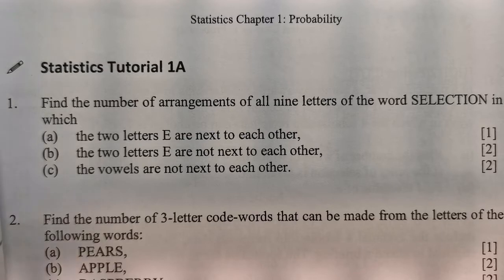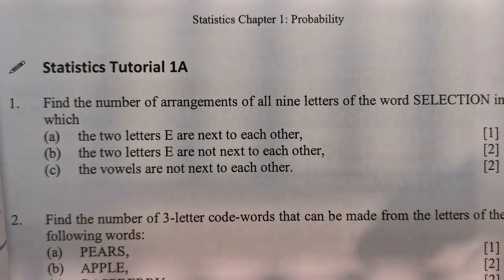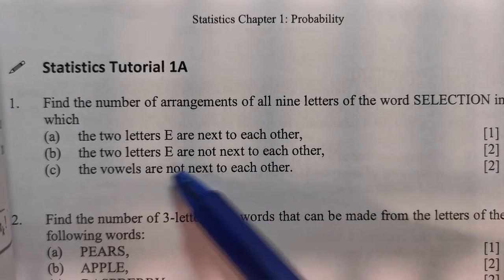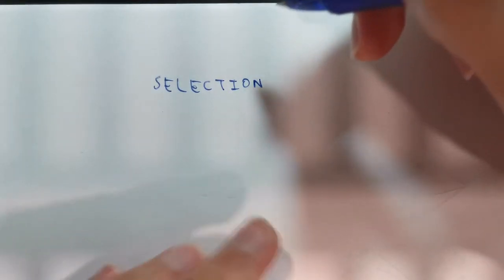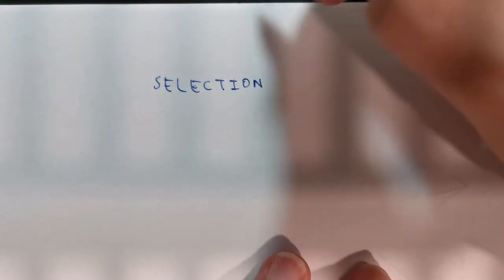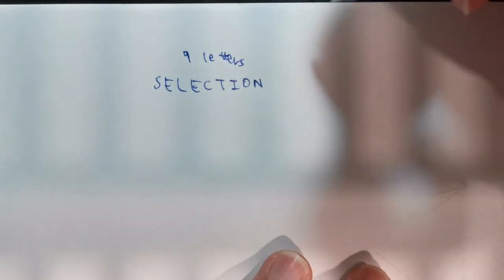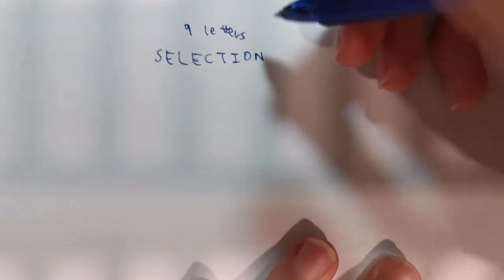So let's do tutorial question number 1 first. Find the number of arrangements of all 9 letters of the word selection in which the 2 letters E are next to each other. Let's do question A first. So the word is selection. There are 9 letters, right? The question says the 2 letters E are supposed to be next to each other.